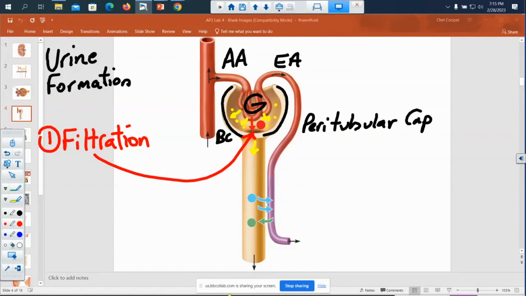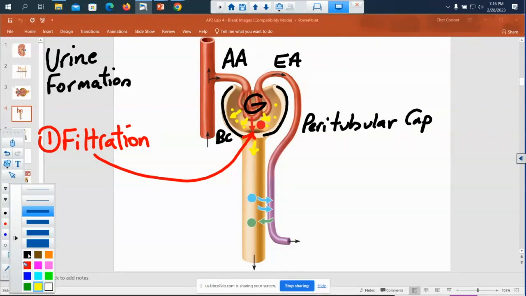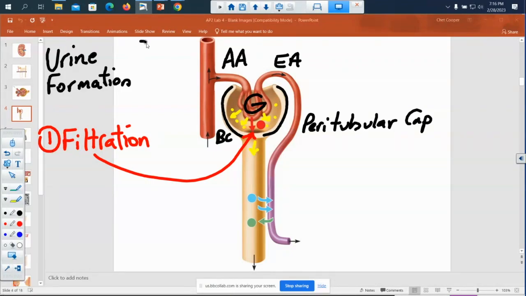Notice they used a red dot there, so I used red. See the blue dot? I'm going to use blue. Green dot, I'm going to use green. There's 3 steps in urine formation, or technically, we could say 3 processes.